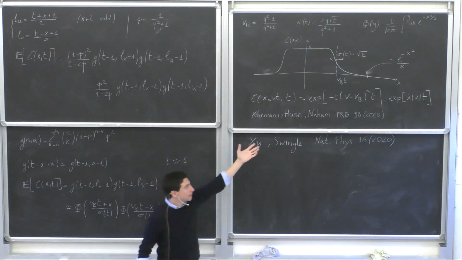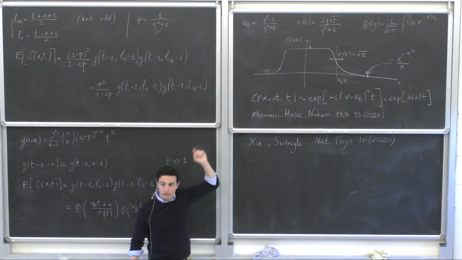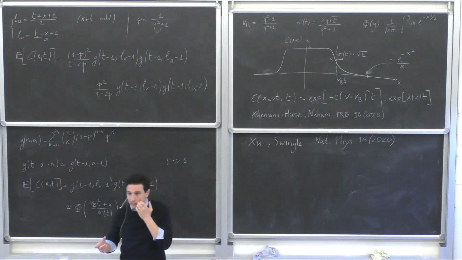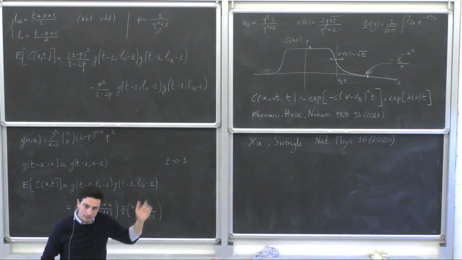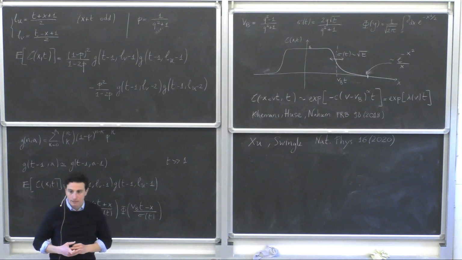Where, of course, the butterfly velocity will not be q squared minus 1 divided by q squared plus 1, it will be something else, but that will be the input if you want, and then this is what you would get at large space-time scales. Yeah?